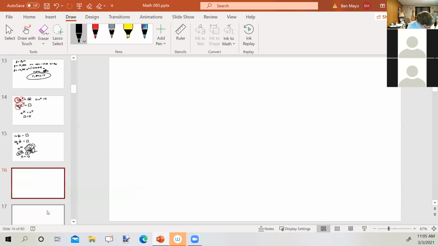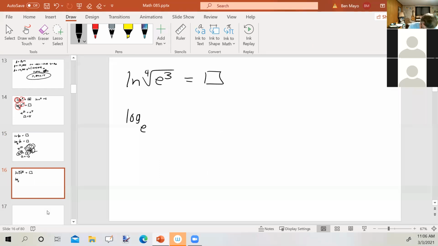Okay, how about this one? Let's see. The natural log of the fourth root of e cubed is equal to some unknown box. Natural log is log base e. So I've got the log base e of the fourth root of e cubed equals box. So e to the box equals the fourth root of e cubed.